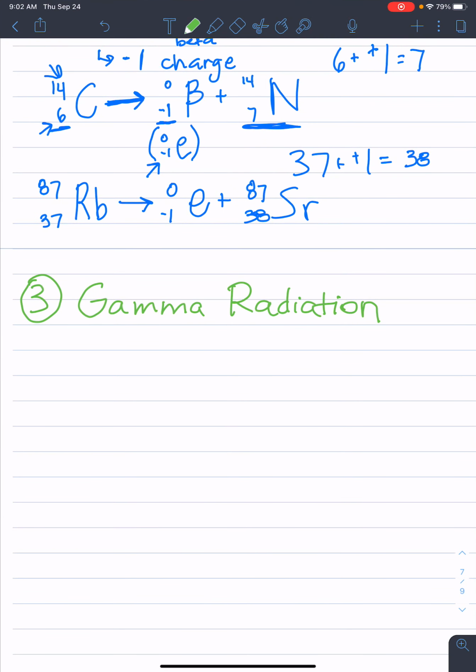Alright, so your third and final type that we're going to talk about of ways that we can make the nucleus stable is called gamma radiation. Gamma radiation, I think, will be your guys' favorite one. It's pretty short notes, so stay with me. Gamma radiation actually has the highest penetrating power.